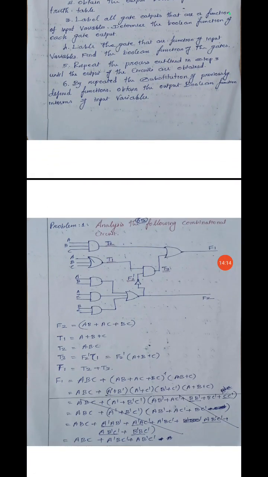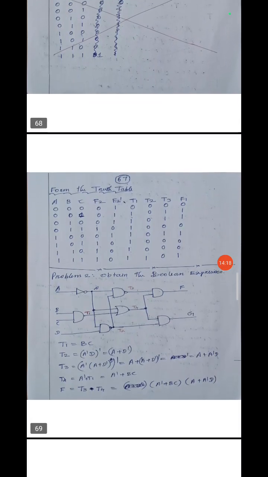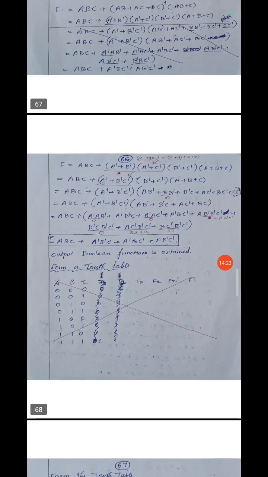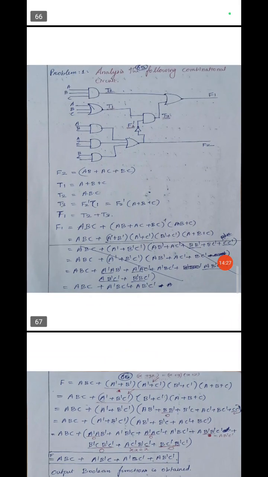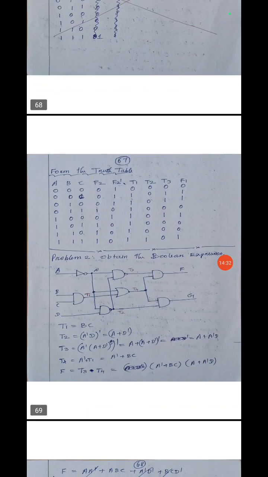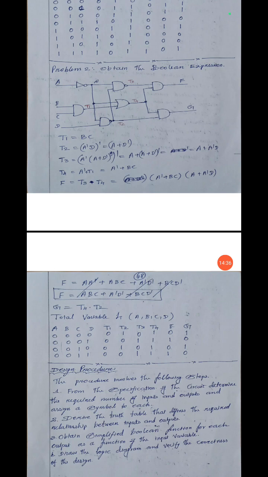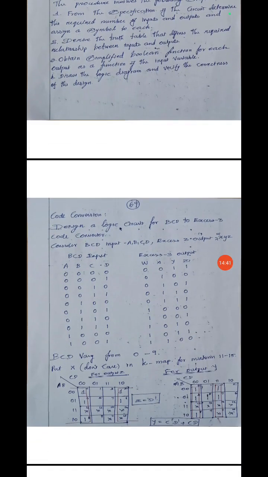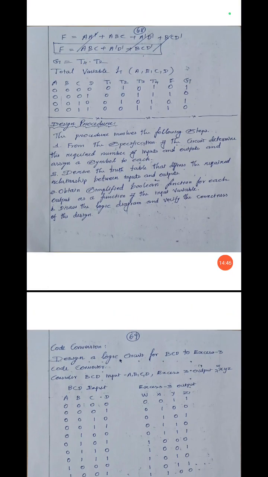In analysis they will give one logic circuit. From the logic circuit you have to find the smallest equation, the simplified equation. This is the analysis of a combinational circuit. The next one is the design procedure. The design procedure may be asked in 1 mark or 2 mark questions.